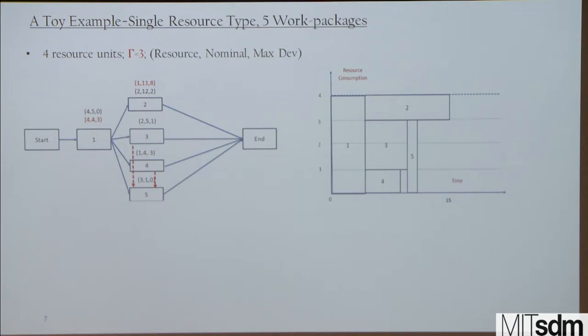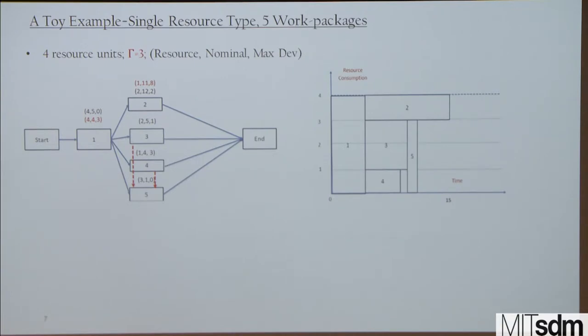It is described as a network with the blue arrows that describe the precedence relations. And the triplet on the left-hand side is the resource requirements. The middle number is the nominal duration. And the right-hand number is the maximal deviation. And we can see that activities 1 and 2 have modes.